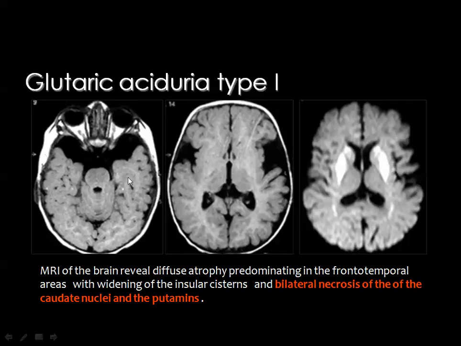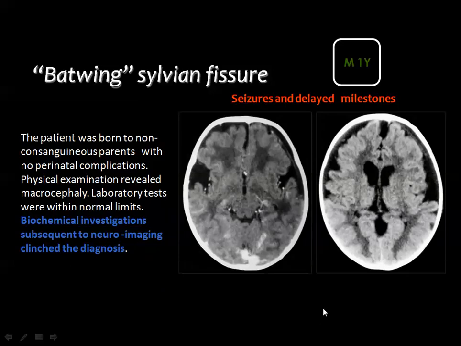And this is an example of glutaric aciduria type 1 with temporal lobe atrophic changes, prominence of the sylvian fissures with bat wing configuration, and bilateral ischemic changes in the basal ganglia, including the putamen as well as the head of the caudate nucleus. Then this child with seizures and a delayed milestone showed the classic appearance of glutaric aciduria type 1, where there is a frontal and the temporal lobe atrophic changes. There are prominence of the sylvian fissures, and as it is written here, the biochemical investigations and subsequent neuroimaging clinched the diagnosis of glutaric aciduria.